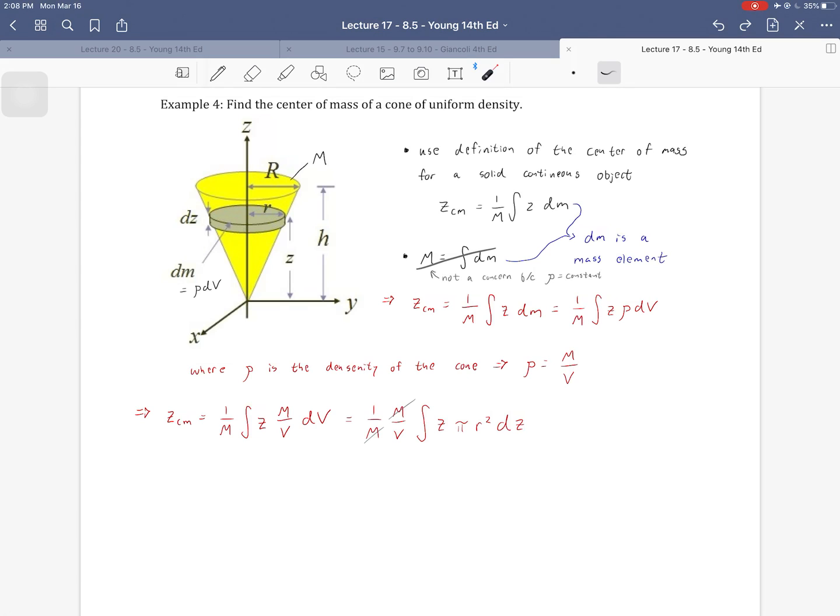But of course when I did the substitution here, I went from dm, the mass element, to lambda dv. Well, what is dv? It's a volume element. Well, the volume element isn't ready to integrate either because it's not in terms of z. So that's what we have to do. We have to express the volume, this little disk here, in terms of z.